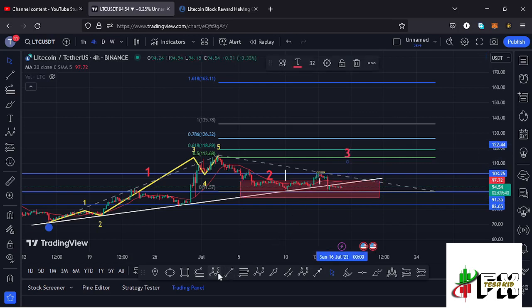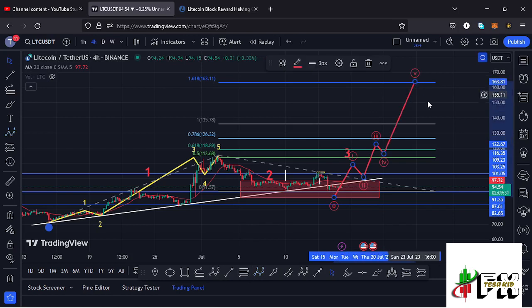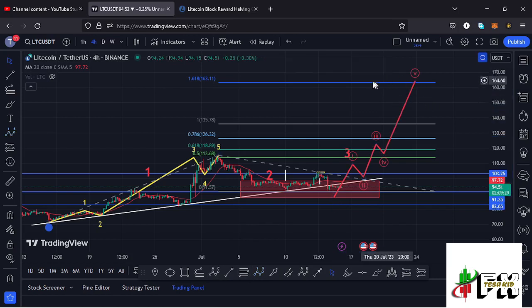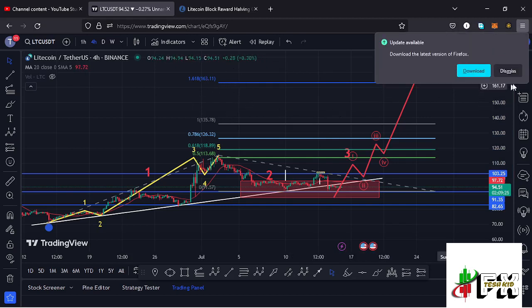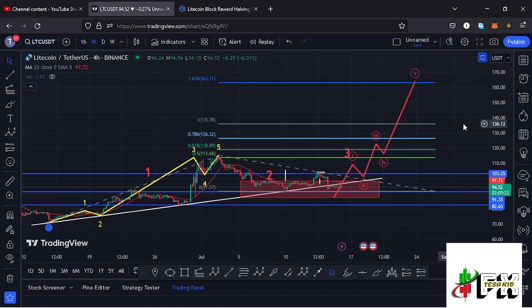And because of the impulsiveness in the formation of that wave 3, I will also be expecting to see Litecoin give us a complete 5-wave structure here on the charts, having the wave 5 fully maximizing our minimum target areas in the formation of that wave 3. So that is what I'm keeping my eyes on here on the Litecoin chart, and those are my breakout targets ahead of the Litecoin halving event.